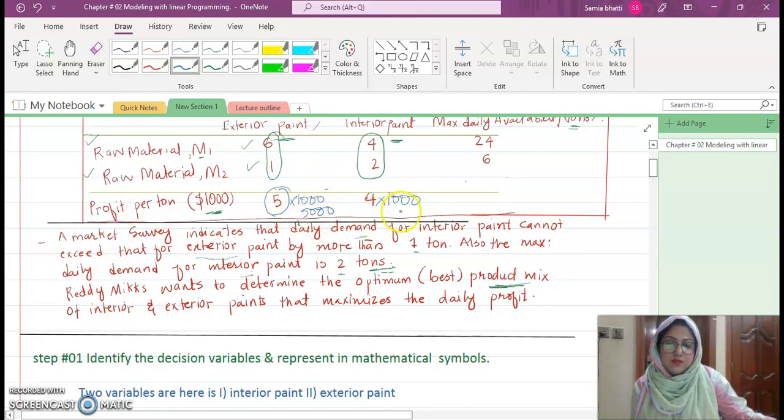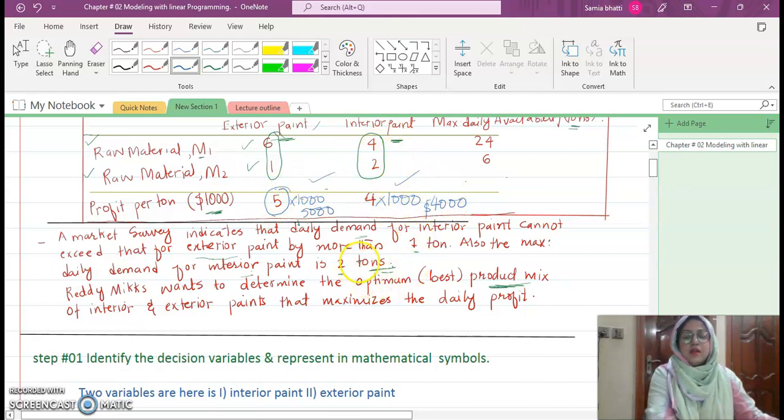And here if we multiply 1,000, which is per ton, so there are 4 tons of paints, 5 tons of exterior, 4 tons of interior, so we will be getting 4,000 of profit from the interior paint. So these are the two situations that are given by the firm to us.